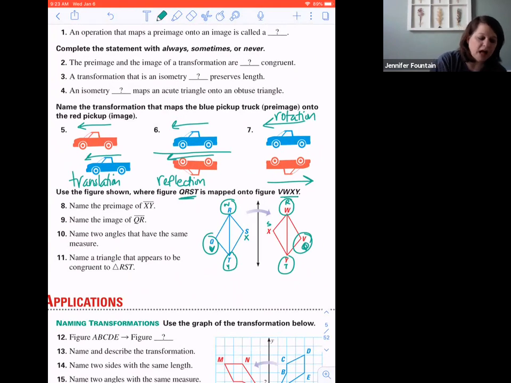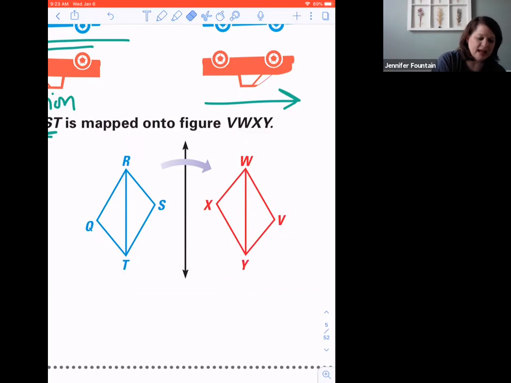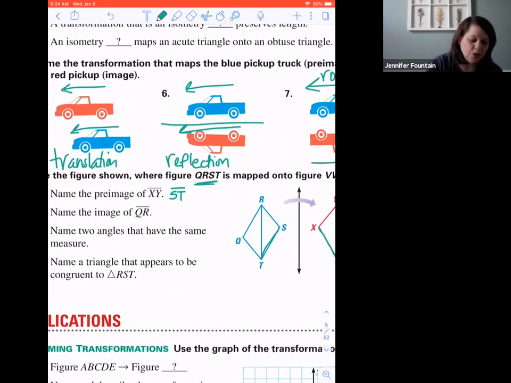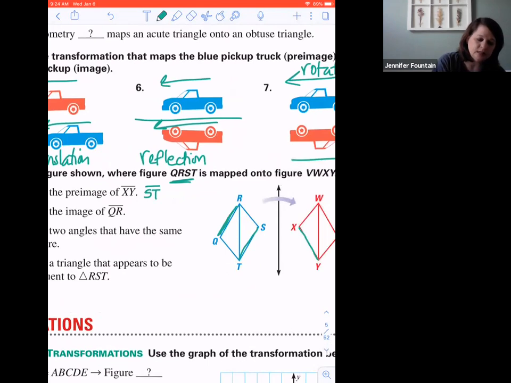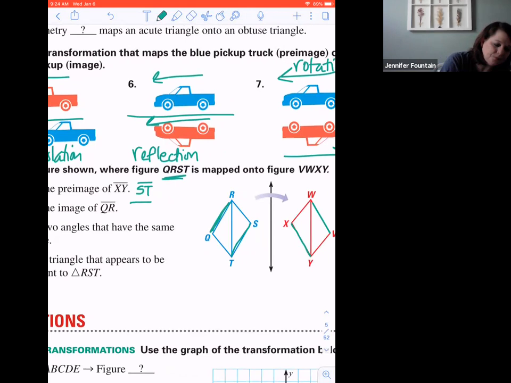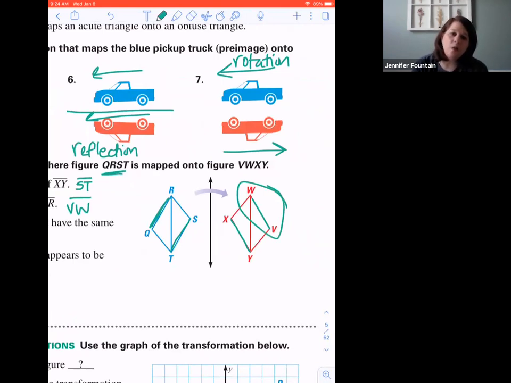So the pre-image of XY, if I'm looking at, let me erase this real quick. If I'm looking at the pre-image for XY, remember pre-image is my blue. So I'm looking at which one corresponds with XY. Then I know that that's going to be ST. So remember in this one, I would name it as segment ST. Now I'm naming the image of QR. So I'm looking here at QR. The image of QR is going to be VW. Why would I not name that WV? Why would I not name this side WV? Why do I name it VW?